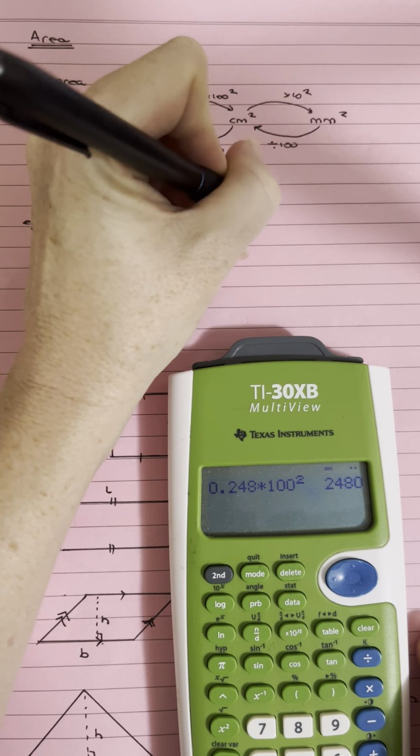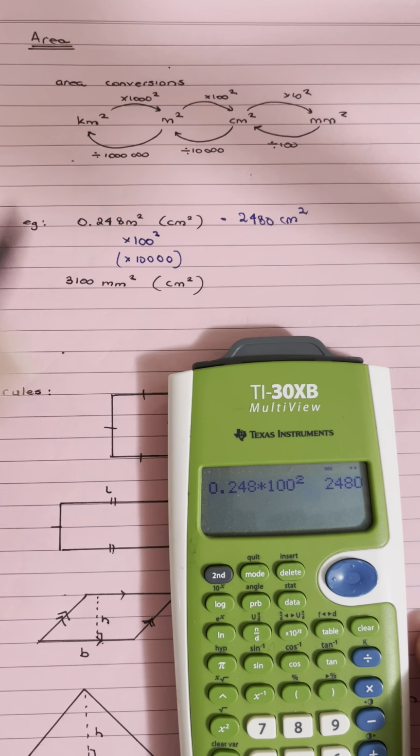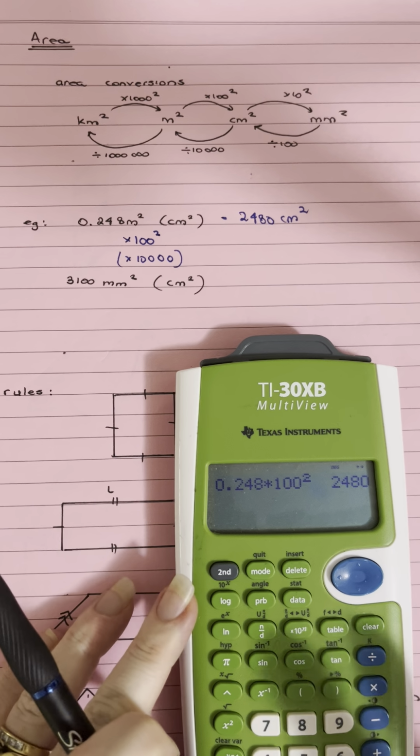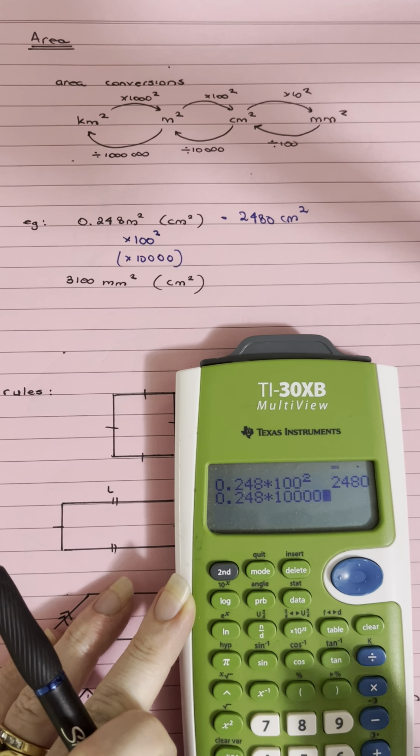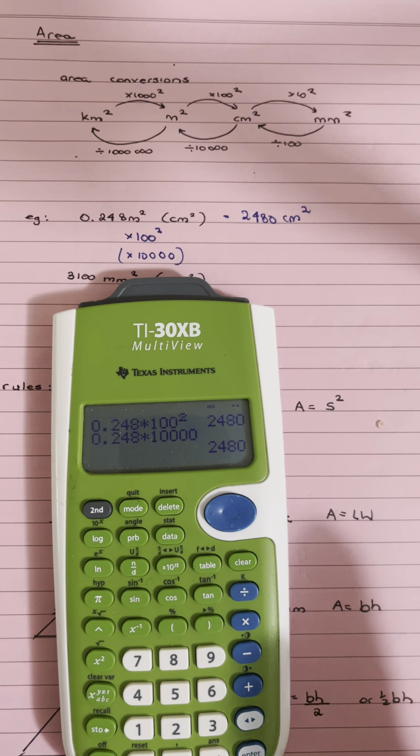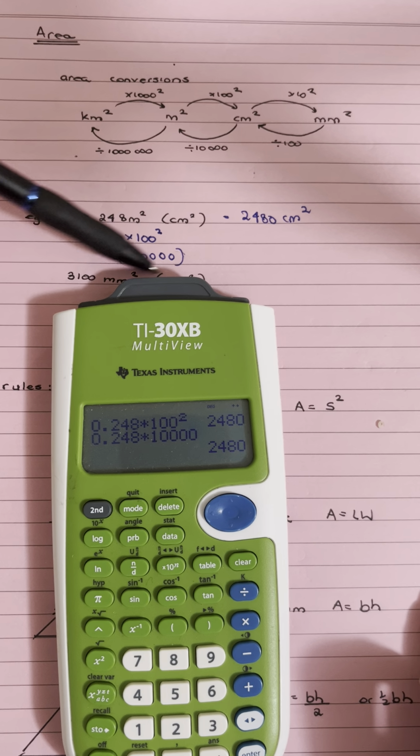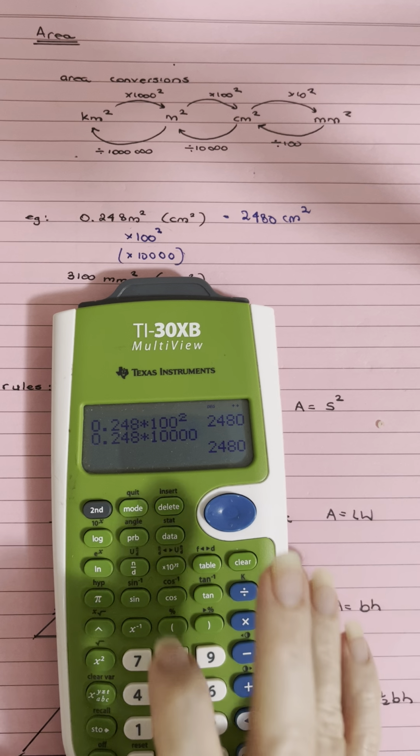2,480 centimeters squared, or we can times by 10,000. So you'll see 0.248, when we times by 10,000, we get that same answer there. So whichever you're more comfortable with, whether you use it as 10,000 or the 100 squared.